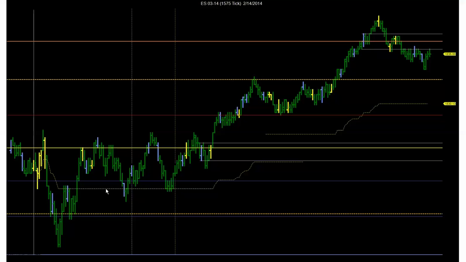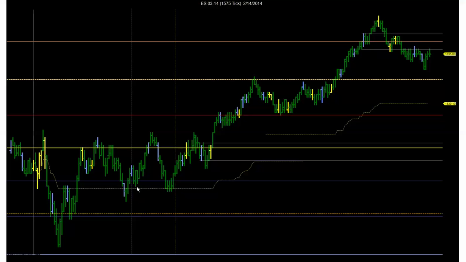Next we have the walking baseline, this dashed line through here, and this too is a walking baseline through here. These vertical lines are not part of the eGrid indicator. You can pick these up at NinjaTrader. This is the New York Open, and this is 15 minutes into the session.